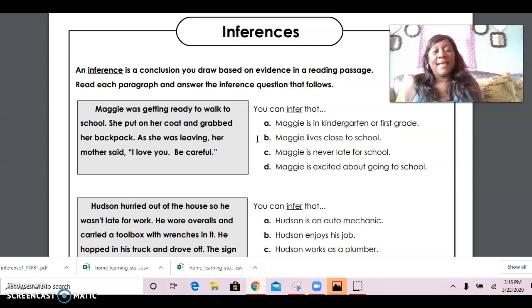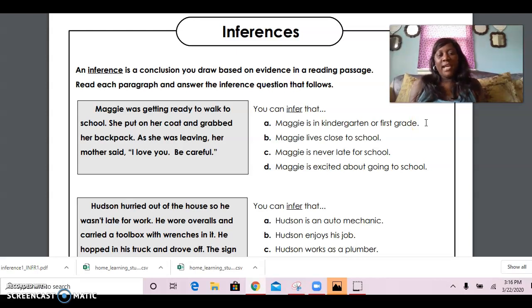You can infer that A, Maggie is in kindergarten or first grade. Let's think about that. A kindergartner is maybe 5, 6-ish. I don't know anybody that would allow a kindergartner or first grader to walk to school by themselves, especially because the mom is at home. Mom would just drive her to school or walk with her to school. So I'm going to say that letter A is trash.